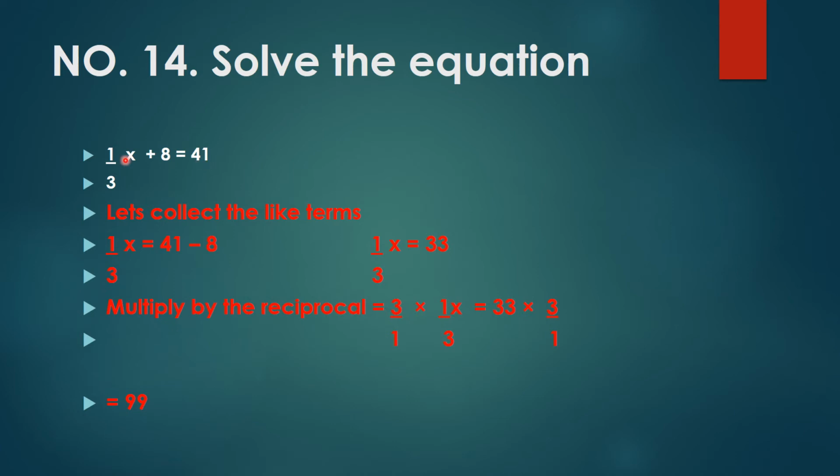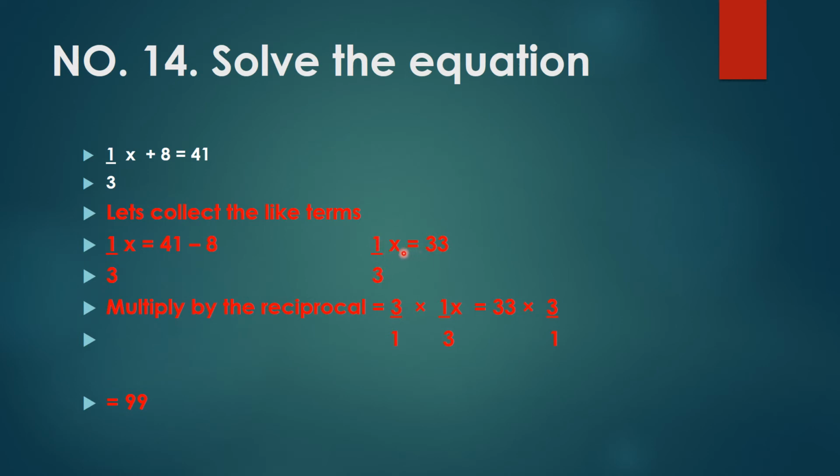So leave 1 over 3x here. Then let's collect a number and a number. We'll move this 8 to the other side. So 1 over 3x will be equal to 41. And remember, this sign is going to change. 41 minus 8. So 41 minus 8, all of you know, is 33. So if I have my equation like this, 1 over 3x is equal to 33.